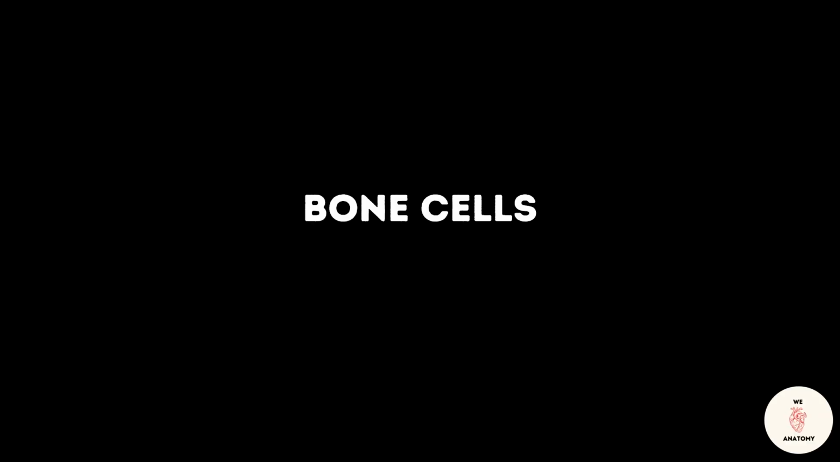Today we're going to learn about the 4 different cells that are associated with our bone tissue. Bone cells are essential for maintaining the structure, strength, and health of our bones. They work together to regulate bone formation, resorption, and repair. There are 4 main types of bone cells that we will cover today: osteoblasts, osteoclasts, osteocytes, and osteogenic cells.